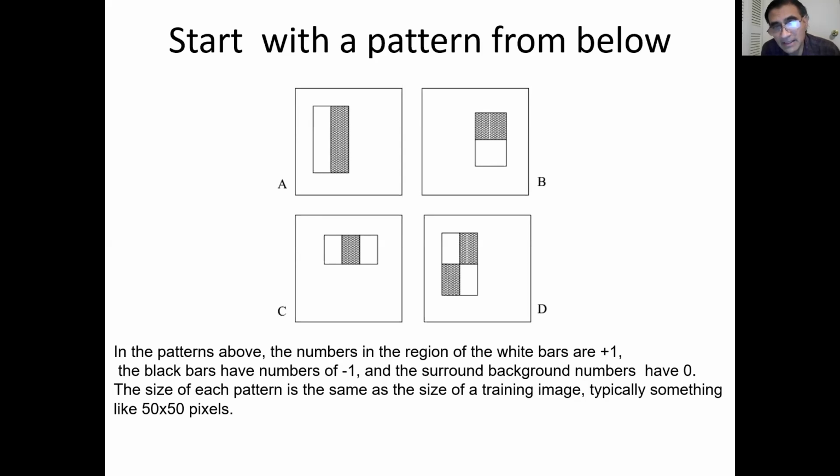So let's say I pick the pattern A, okay? What you should understand is that I have many choices for that pattern A, right? Because I can move the black-white bars within the bigger white box. I can move it anywhere I want. I can make them narrower bars. I can make them broader bars. I can make them taller bars. I can make them shorter bars.